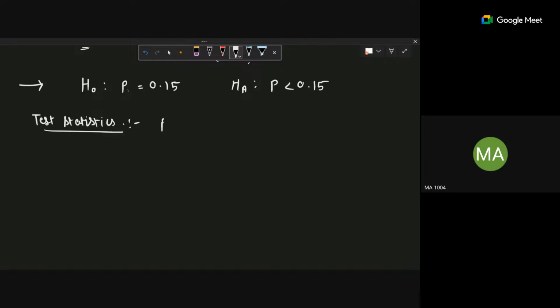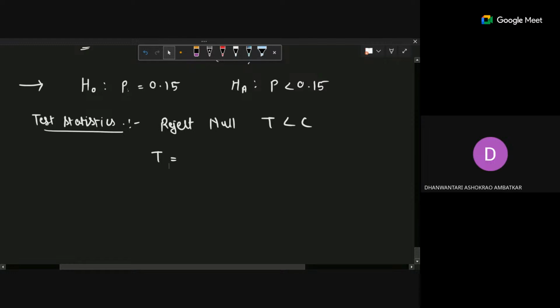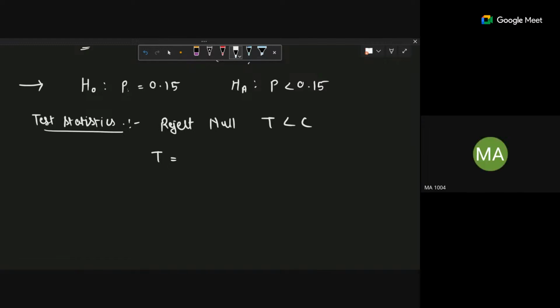We will say, okay, reject your null when you get T less than C, right? What is your T? You will decide this with T less than C only. What is T there? Sample mean. Sample mean is X bar. May I say it as X bar?